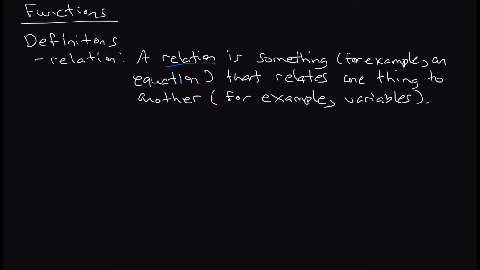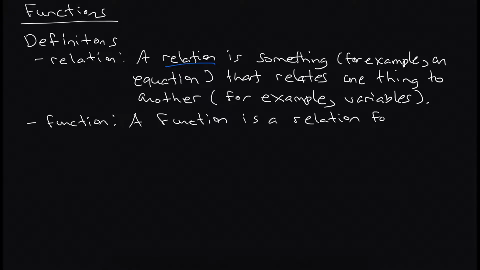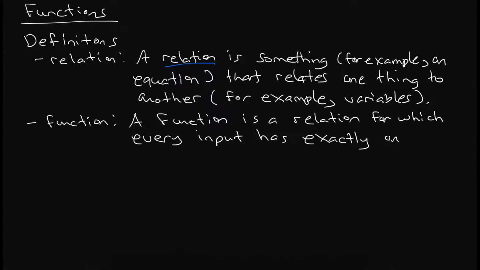And let's see here, next definition we need before we can start doing examples. Let's go ahead and define a function. A function is a relation for which every input has exactly one output. And let's look at a few quick examples here just to kind of describe what that means. So a function is a relation for which every input has exactly one output.